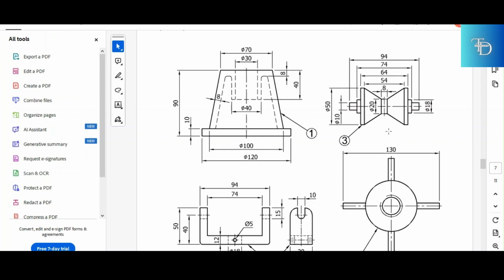And same thing applies for part number 3. They've only given you a single view, which means in order for you to come up with a 3D view of this roller, you don't need a side view. You can just do it using the details from the front view only.